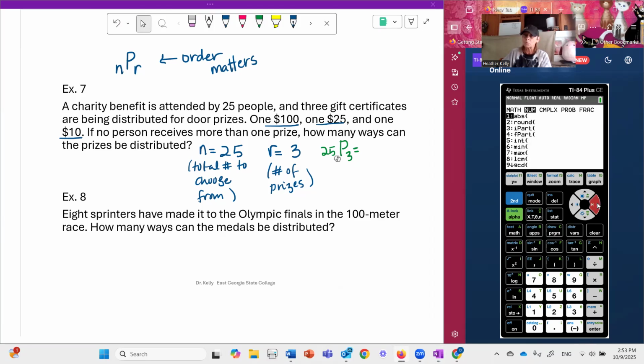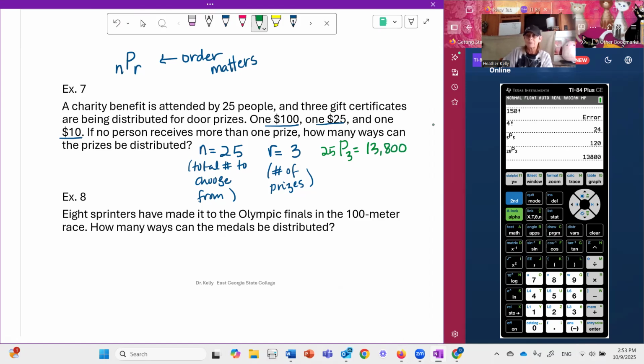I'm going to go over to the probability, and I'm going to go down 1 to the nPr. See right there, the nPr, hit enter. And then I'm going to need to put that r number in, which is 3, and I'll hit enter. And that is 13,800.